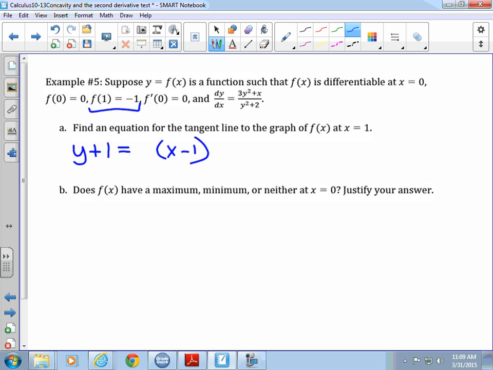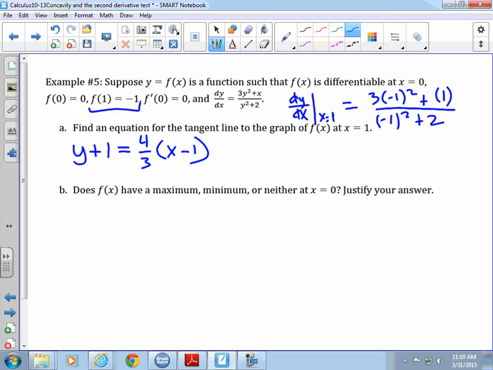So my dy dx at x equals 1, this is the notation for dy dx at x equals 1, is 3 times negative 1 squared plus 1 over negative 1 squared plus 2. So 3 on the bottom, 4/3.